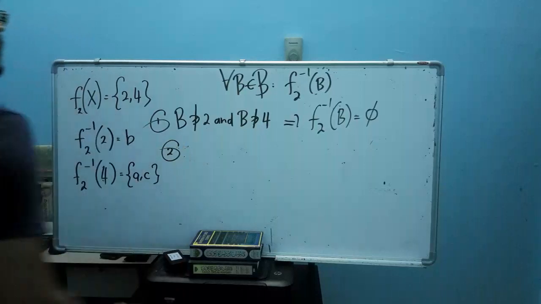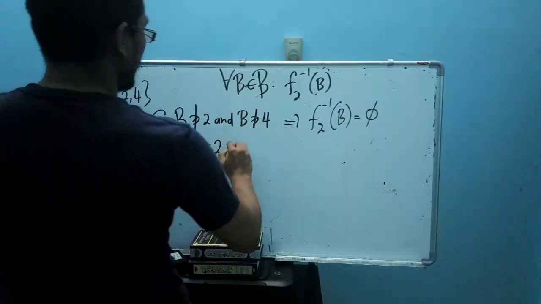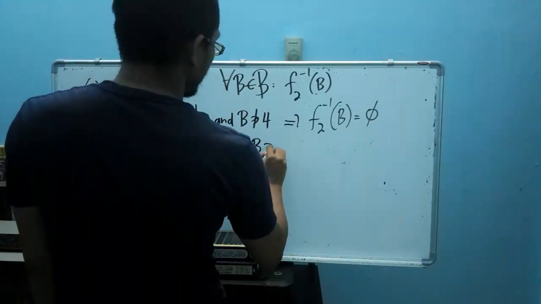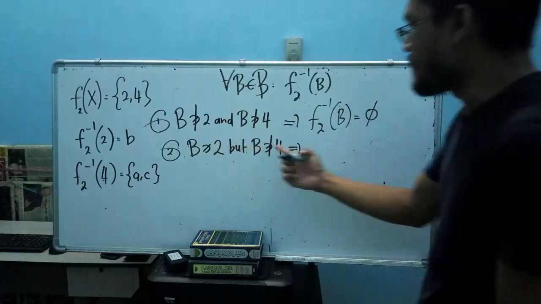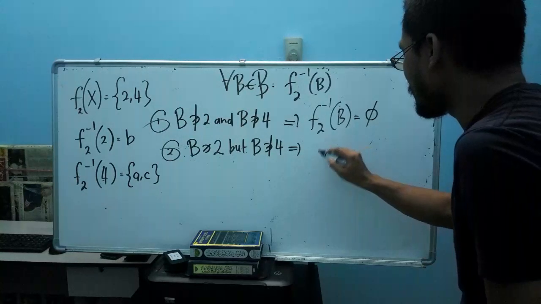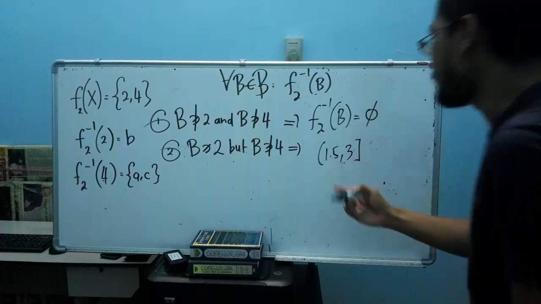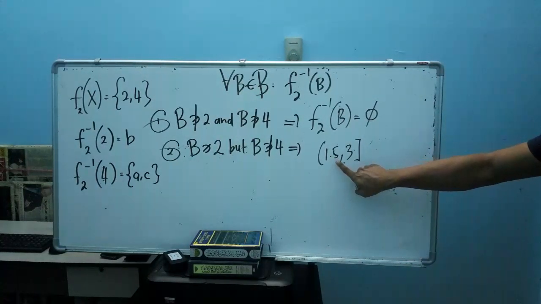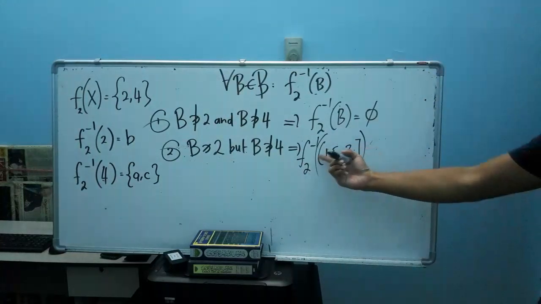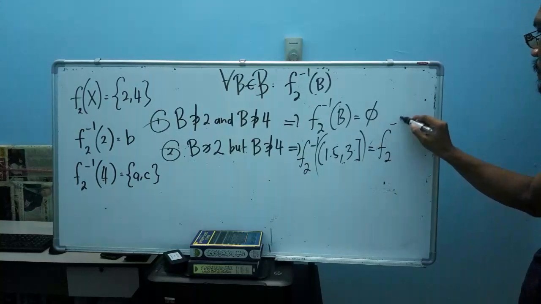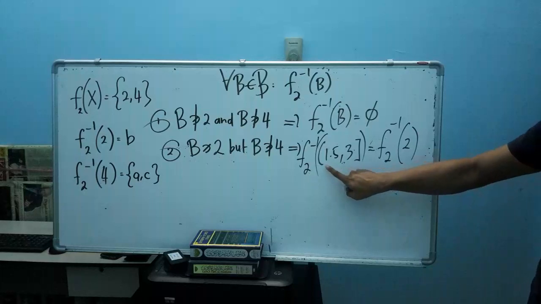For the second case, I will consider such a Borel set that contains 2 but doesn't contain 4. For example, I will consider the interval 1.5 to 3. Of course, this Borel set has 2 but doesn't have 4. The pre-image of this one actually is equal to this one. I will not show you how; you can check by yourself.